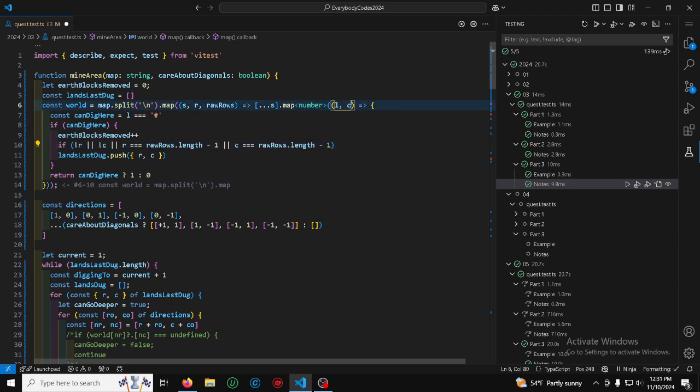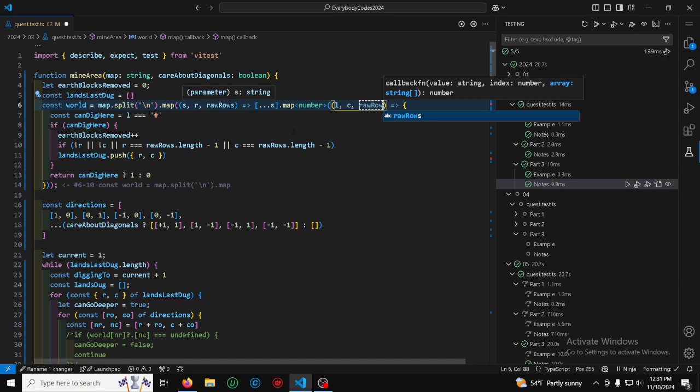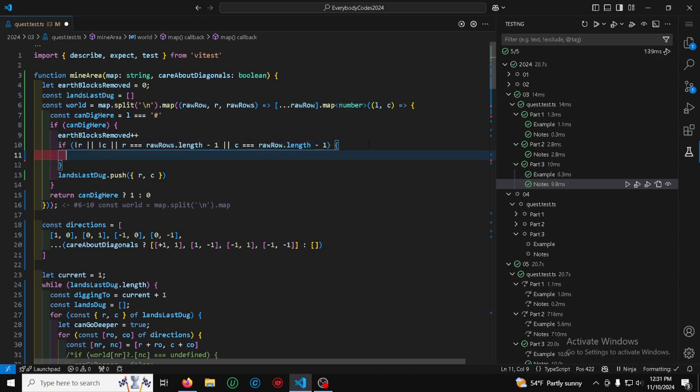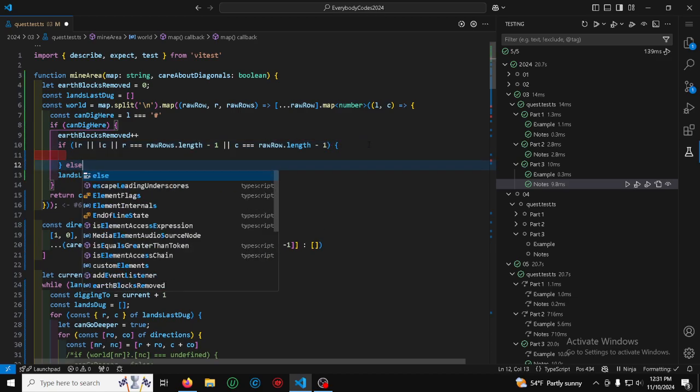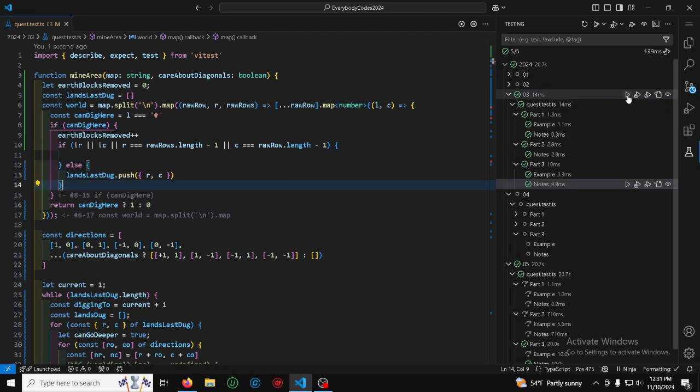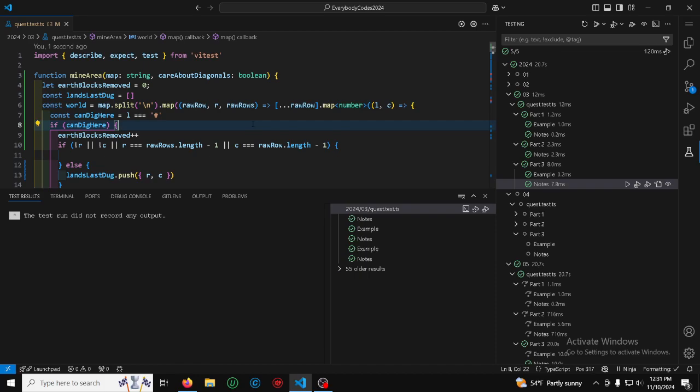They are squares, thankfully. Or I can go to S because S is raw row. Let's rename that. I like it. So yeah, if you're bad, then you're bad. Yes, I've done this the worst way possible. Let's just see if it works. Okay, it works. Let's do it better.